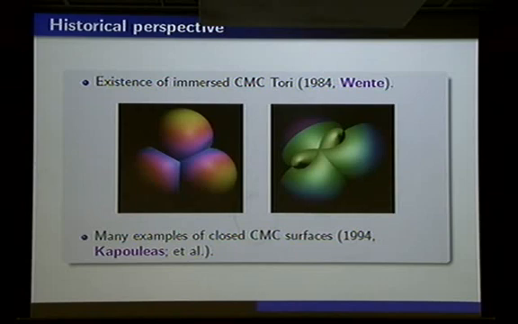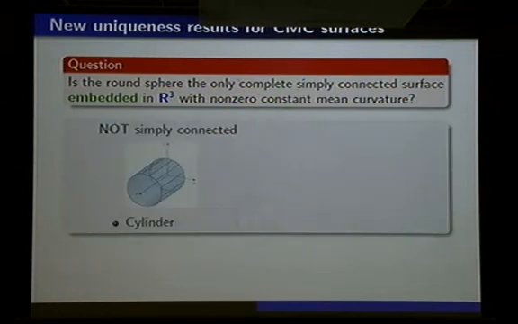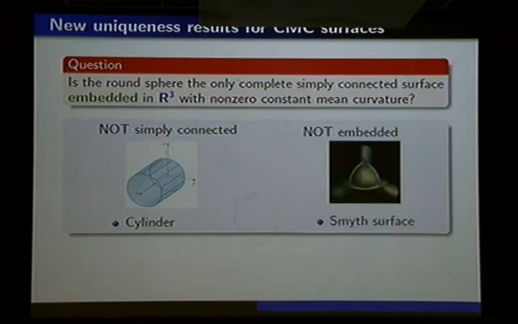Okay? So these two slides provide a snapshot of the geometry of closed CMC surfaces in R3. And so they lead naturally to the following question. What happens when one removes the compactness hypothesis? Is the round sphere the only complete simply connected surface embedded in R3 with non-zero constant mean curvature? Okay? And of course all the hypotheses are necessary, because if the surface is not simply connected, then we have cylinders, and if the surface is not embedded, we have Delaunay surfaces.